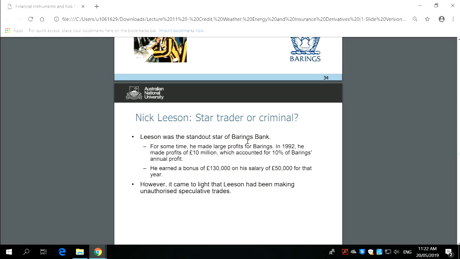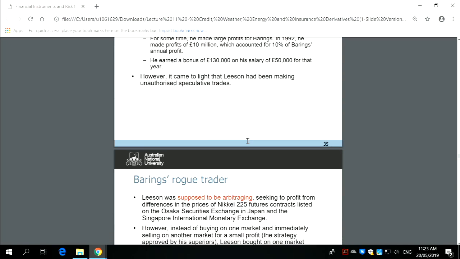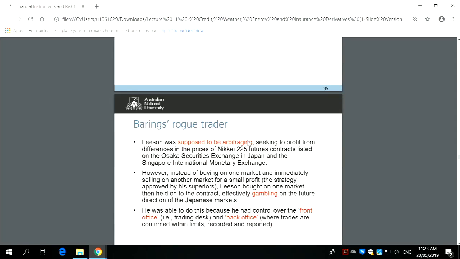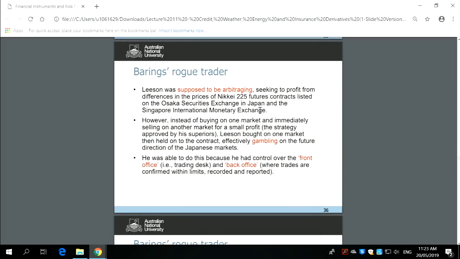He was taking these huge speculative positions. And to be honest, I don't believe that his boss didn't know what he was doing. I'm sure his boss was aware of what he was doing. But as long as Nick was making money for the bank, his boss was happy, right? Okay, so what Nick Leeson did back then is he was effectively gambling on the direction of the Japanese stock market.